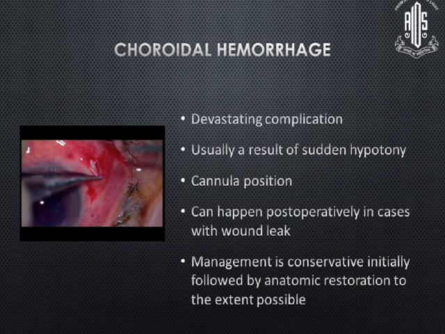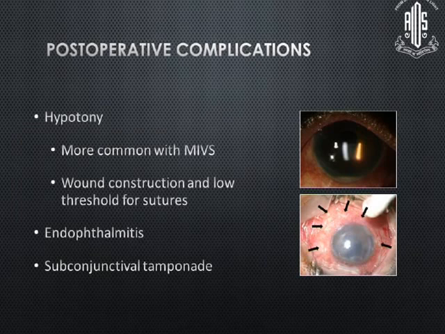Now, choroidal hemorrhage can occur because of hypotony or because of a wrong placement of the cannula. Sometimes it can happen if the assistant or you have suddenly pulled off the cannula and caused a sudden hypotony. Now, it's a devastating complication. Initial treatment is conservative, and of course, after clot liquefaction has been documented on ultrasound, you go ahead and drain the suprachoroidal blood. Now, postoperative complications that can happen are hypotony, which will be dealt with in far more detail by a subsequent speaker. It is more common with MIVS because they are unsutured, unguarded incisions.